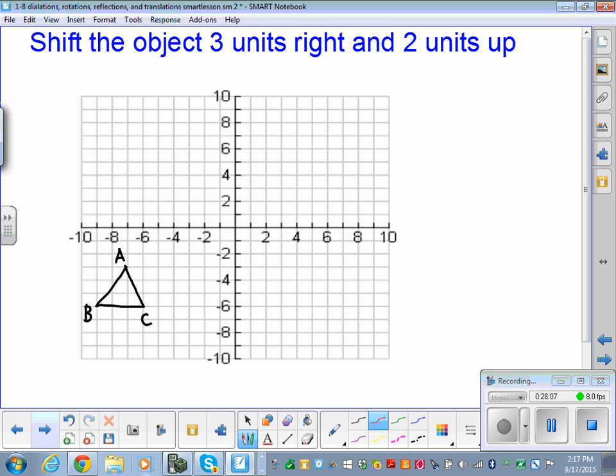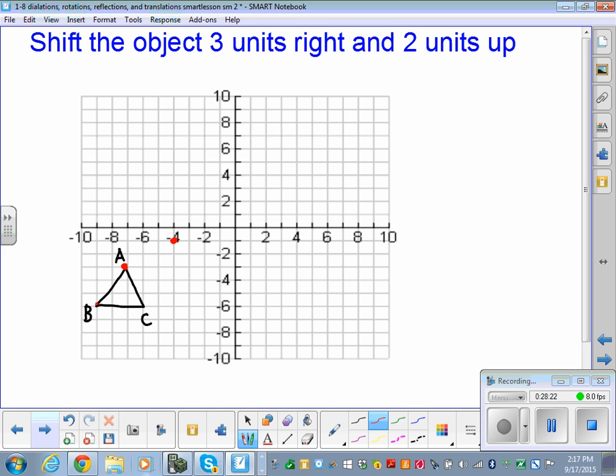Okay. So just one transformation, and then I'm going to let you work. So it says shift the object 3 units right and 2 units up. These ones are the easiest because you can just start at a point, so A, and move it piece by piece. So I'm going to move A first. So I'm going 3 units right, 1, 2, 3, and up 2 units, so up 1, 2.